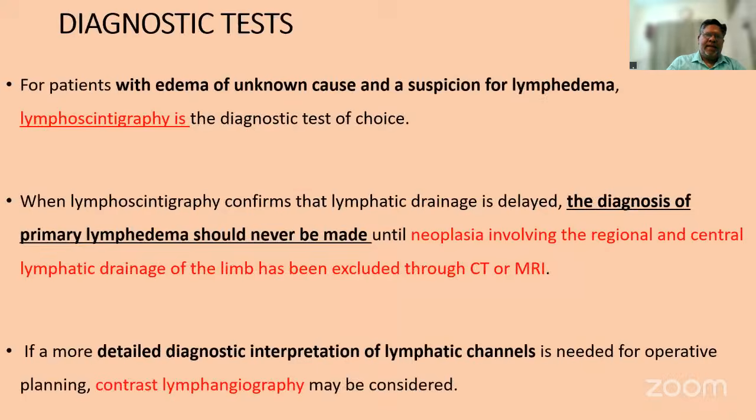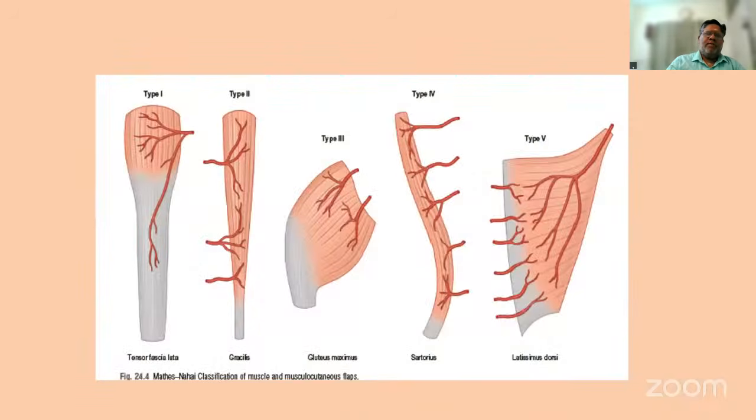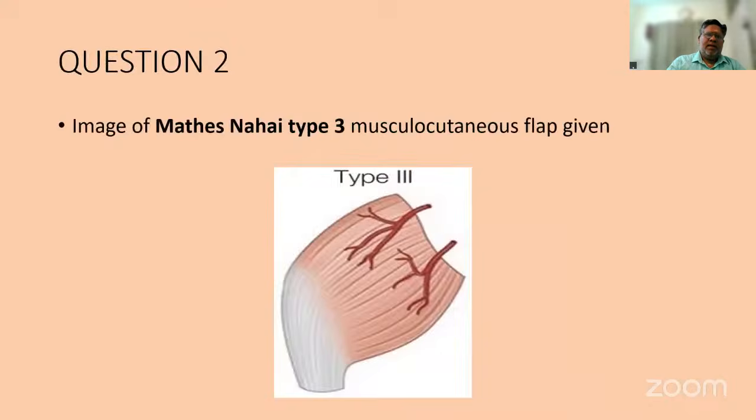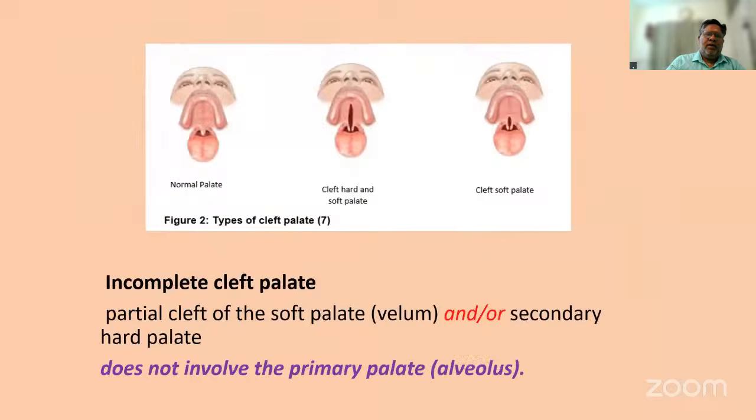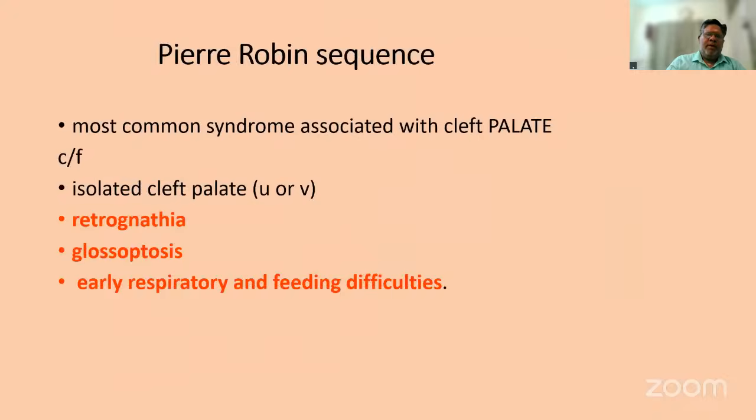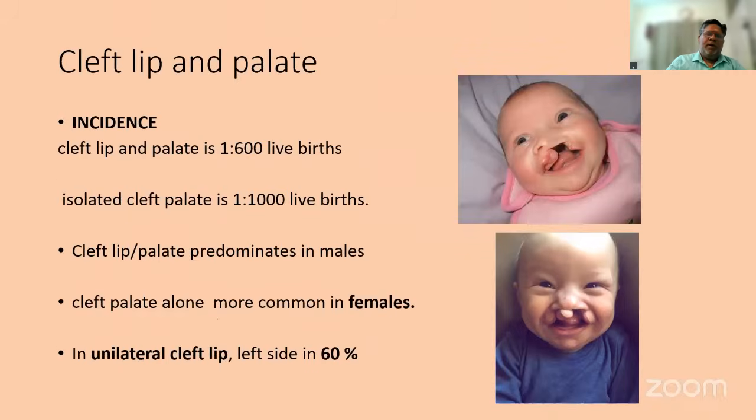If you are suspecting a case, types of flaps according to Mathes-Nahai. And finally, cleft lip and palate. In this particular case, the muscle usually involved is the orbicularis oris muscle.